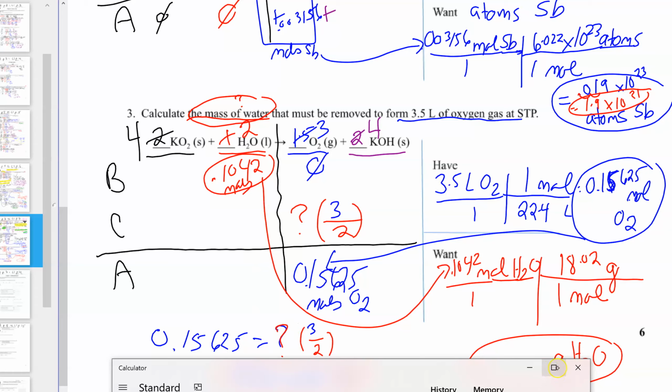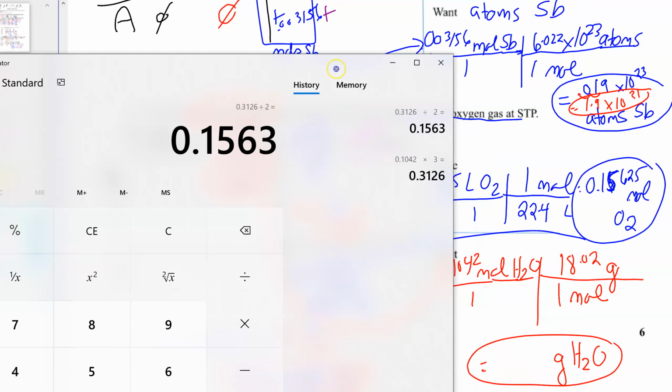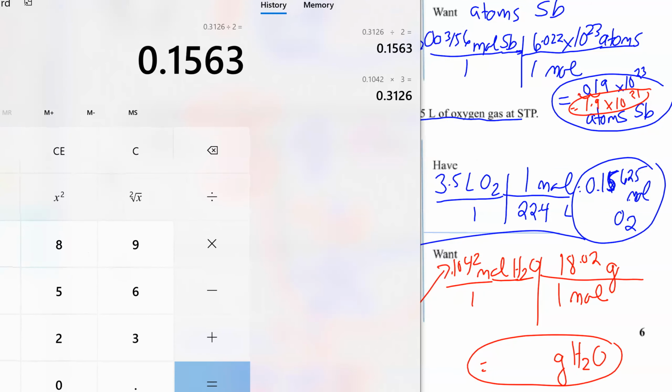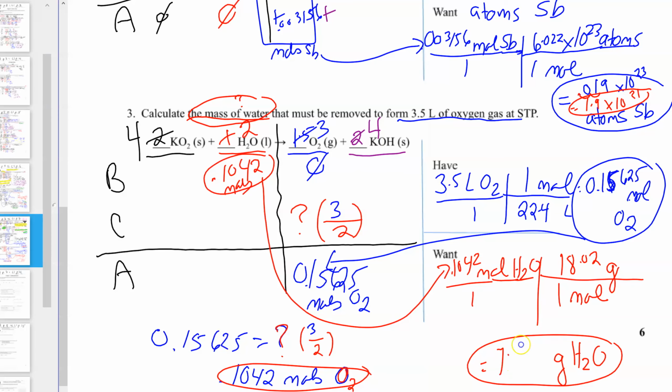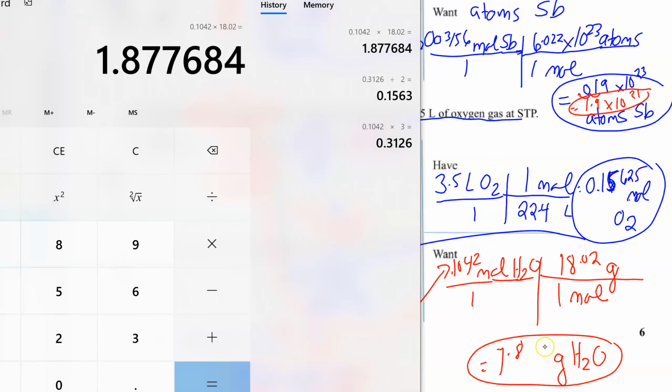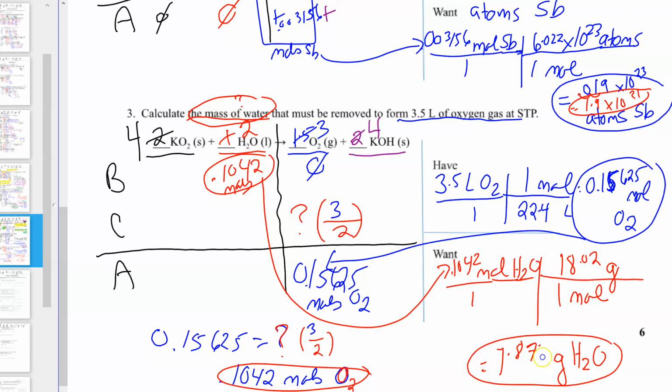It's not cooperating today, so you need to clear this all out. 0.1042 times 18.02, we're going to get 1.8776 grams of water. Last thing, check for sig figs. They only need 2 sig figs. So 1, 2, look to the right. That's going to be 1.9 grams of water. And that's it.